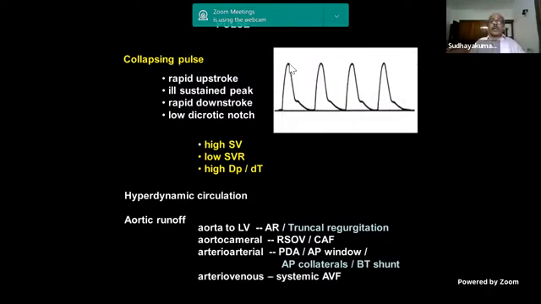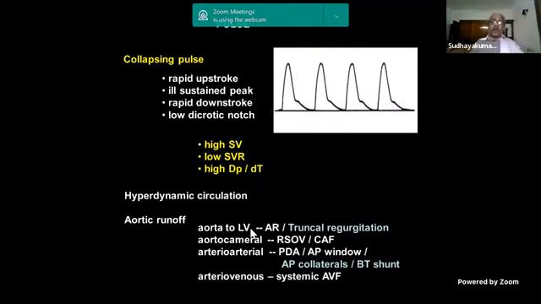So that is a rapid upstroke, ill-sustained peak because it runs off in systole itself because the peripheral resistance is low. Then rapid downstroke, and the diastolic notch will be at a very low level. So that is a classical thing. You should know this because it is always asked, and only seldom does the student tell all the four things. It occurs in hyperdynamic circulation and when there is aortic runoff.